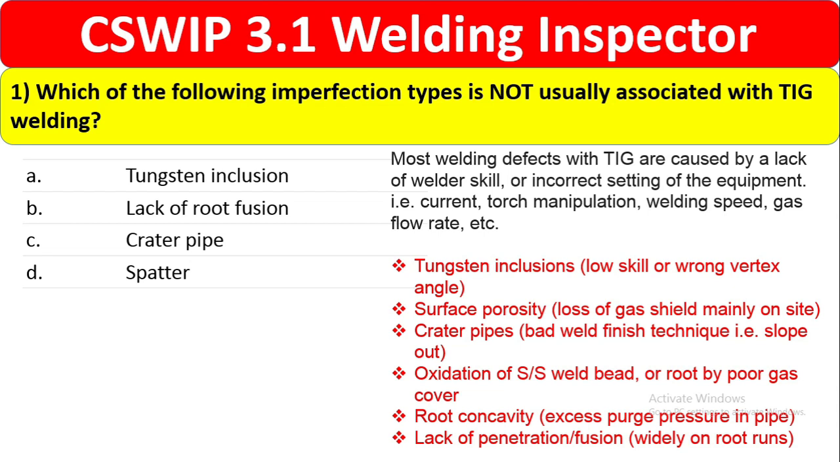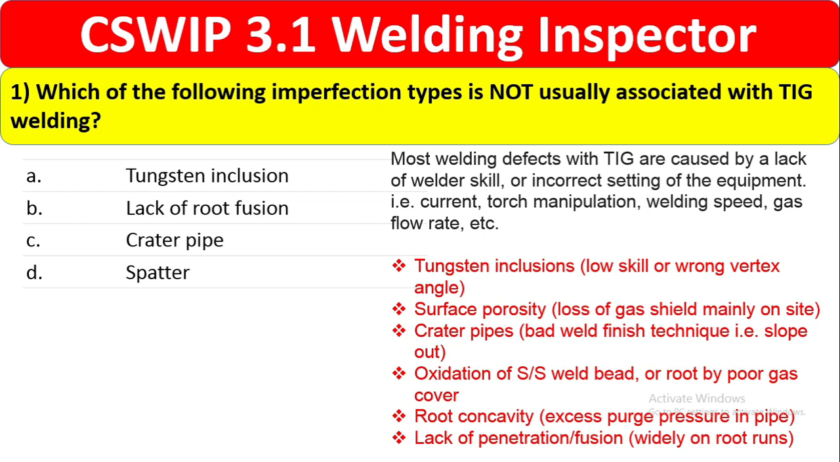Most welding defects with TIG are caused by a lack of welder skill, so you have to know this very carefully. Whatever defects occur in TIG welding are caused by a lack of welder skill, maybe an unapproved welder, or incorrect setting of the equipment, meaning the current, voltage, torch manipulation, welding speed or gas flow rate not being set properly as per the WPS. That's why the result is bad and defects come.